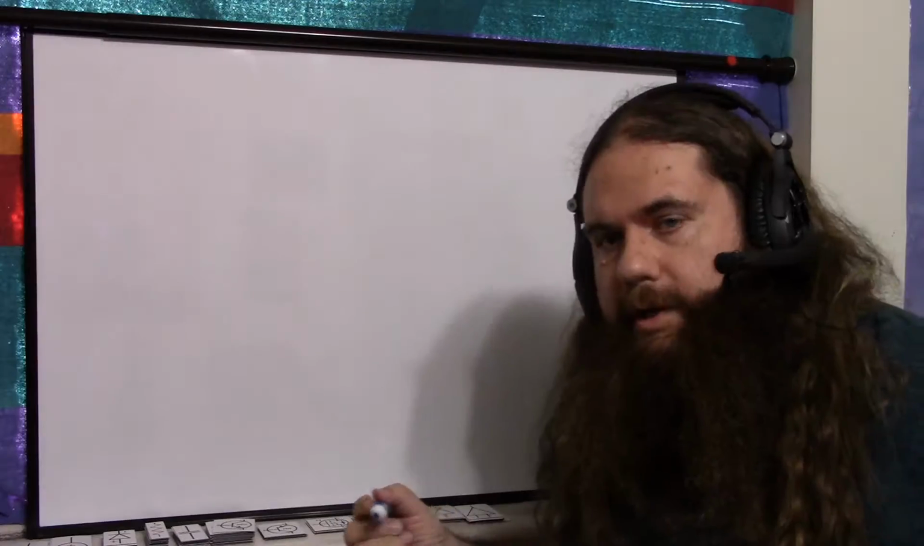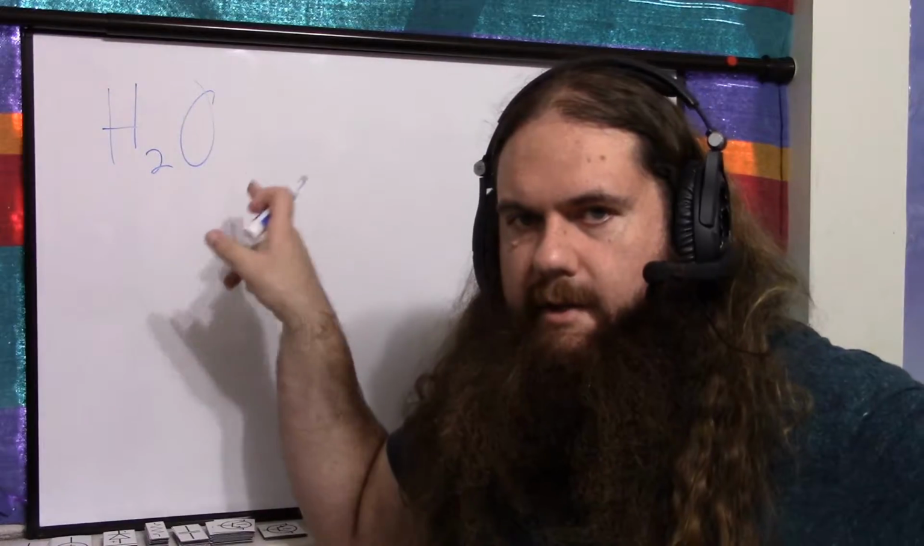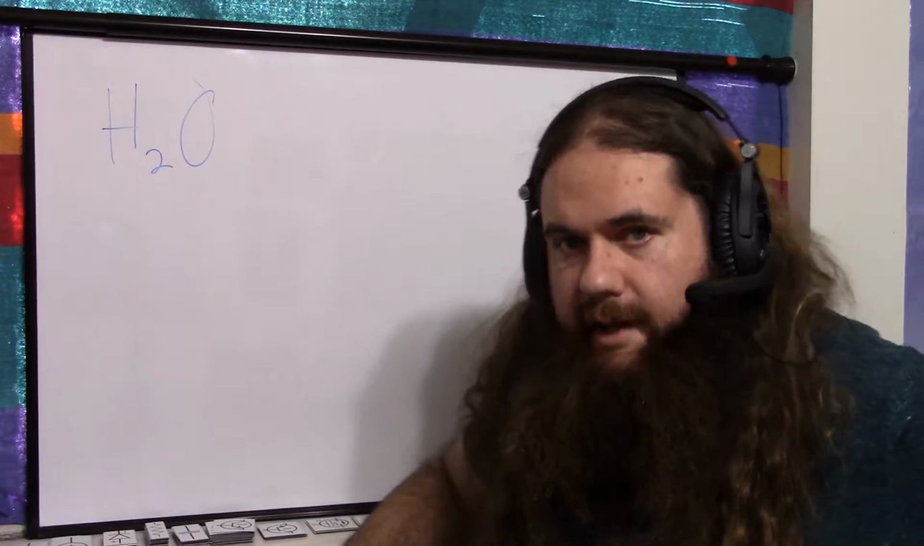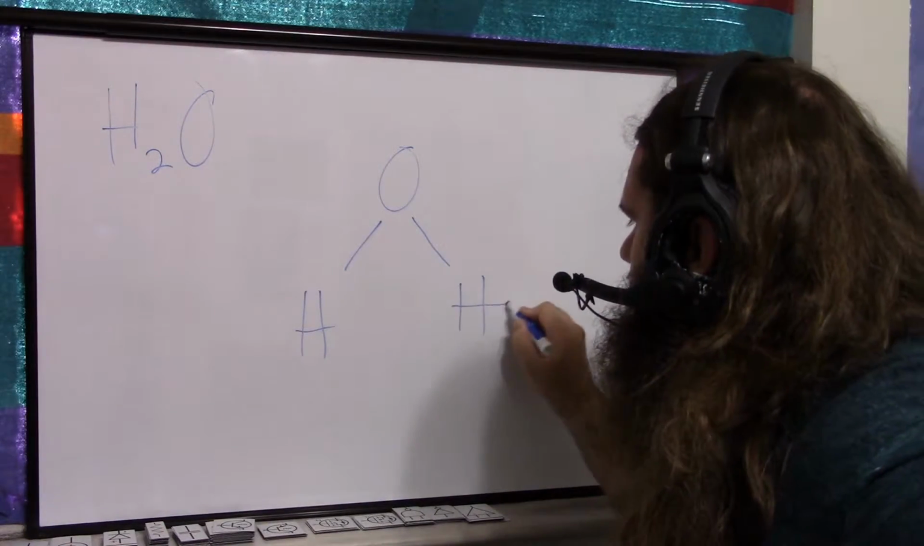Let me show you. What is water? H2O. We know what atoms are. There's hydrogen atoms, oxygen atoms, all these atoms. 2 atoms of hydrogen, 1 atom of oxygen. That's a water molecule. And it's like this. Obviously, this is 2D. A molecule is 3D.